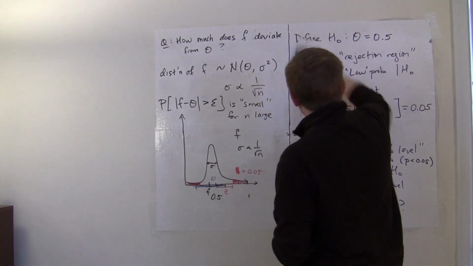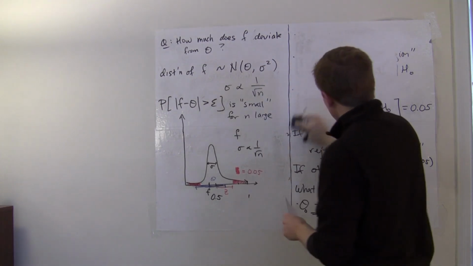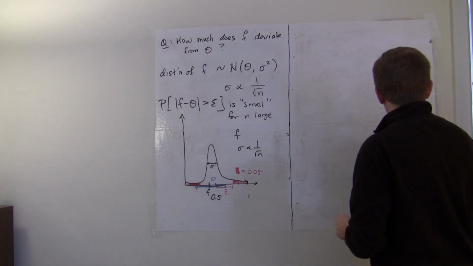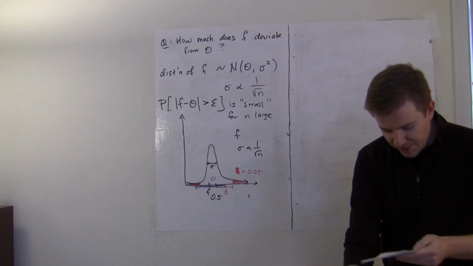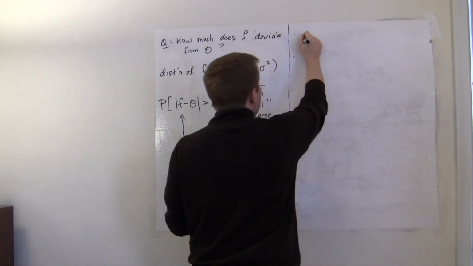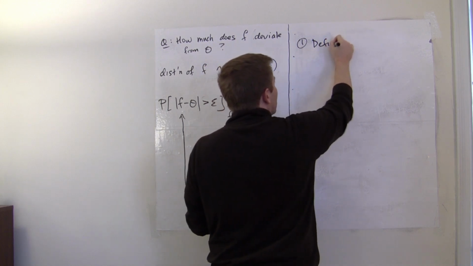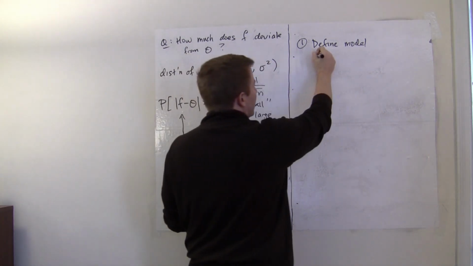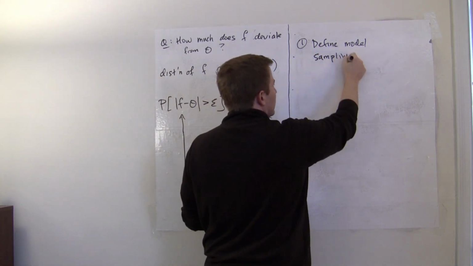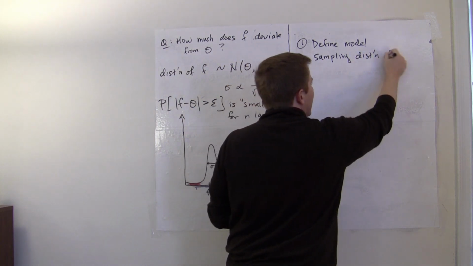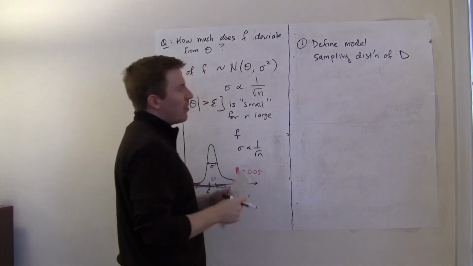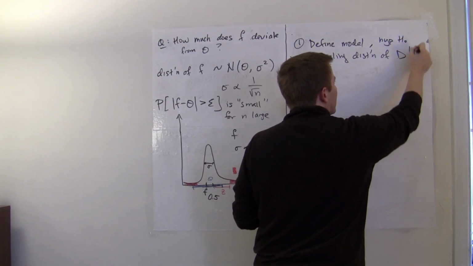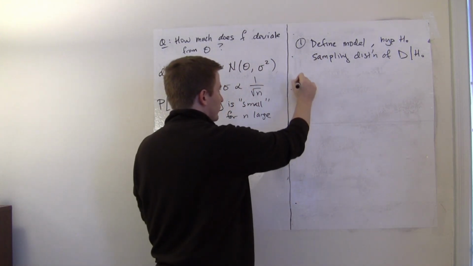Okay, so again, the procedure for all of this is going to be something like: first define a model, with some unknown parameter and some sampling distribution of the data, conditional on that parameter value or on that hypothesis, maybe. Whatever it is you're interested in testing.